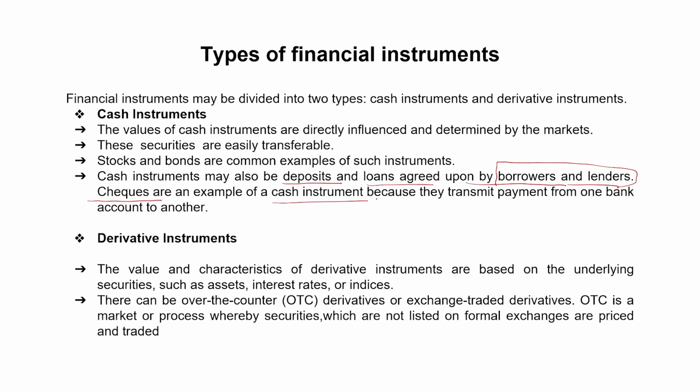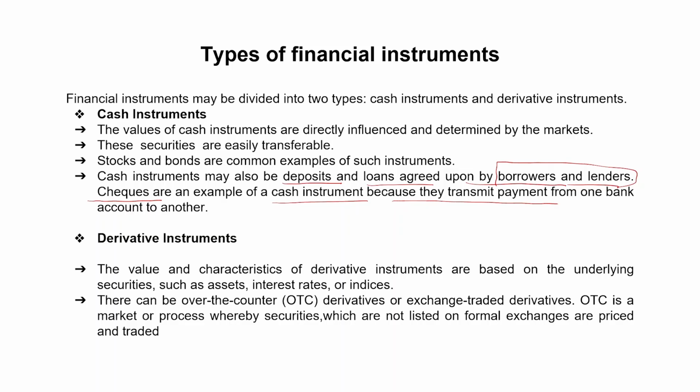Checks are the best example in this direction. A check is a cash instrument because it transmits payment from one bank to another bank, one bank account to another bank account. Sometimes in the same bank you may transfer the money from one account to another account. So, that is not a material thing. The important thing here is the transfer of money from one hand to another hand, and this is possible through the nature of these checks. And derivative instruments: the value and characteristics of derivative instruments are based on underlying securities such as assets, interest rates or indices.